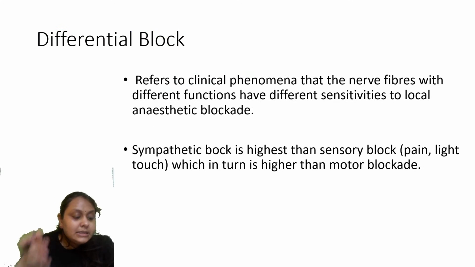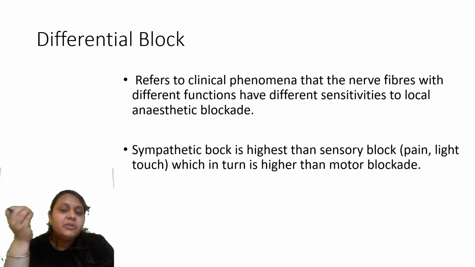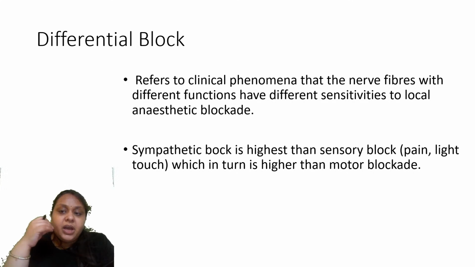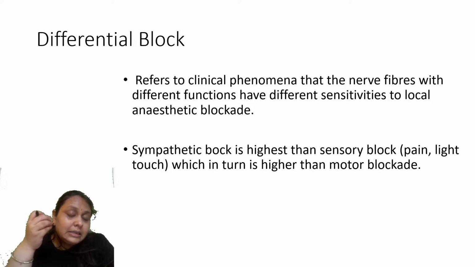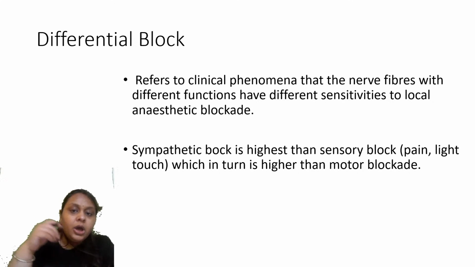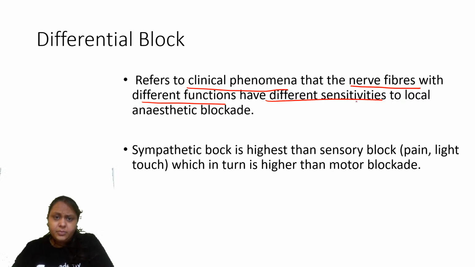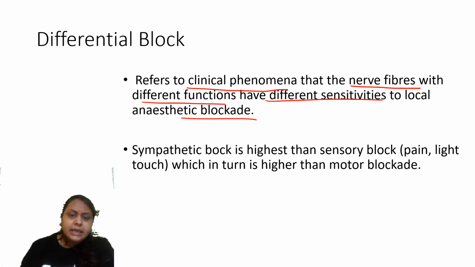So what is differential blockade? It is because of the sensitivity of different nerve fibers to local anesthetics. This is what causes the differential block. It refers to the clinical phenomenon that nerve fibers with different functions have different sensitivities to local anesthetic block. The sympathetic block is the highest, because it is the most susceptible.